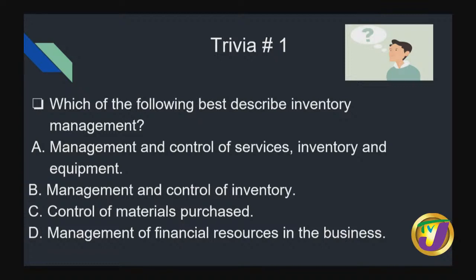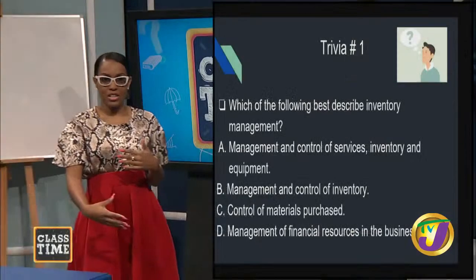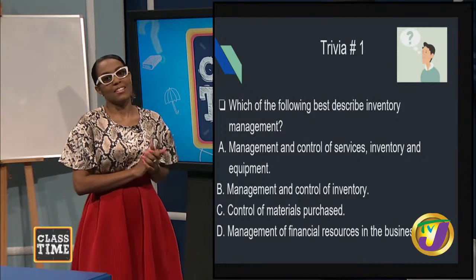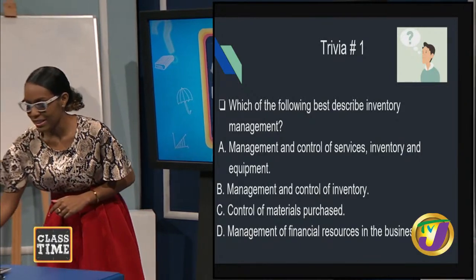What is the answer? Very good. C is the answer. So you're looking, B is the answer, not C. Management and control of inventory. So we're looking at how we go about managing the stock that we have in the business. So you're very much correct. So B is the answer here. Awesome. At least you're paying attention.